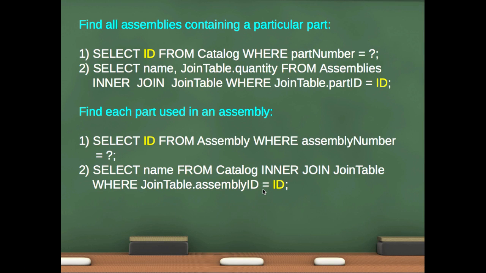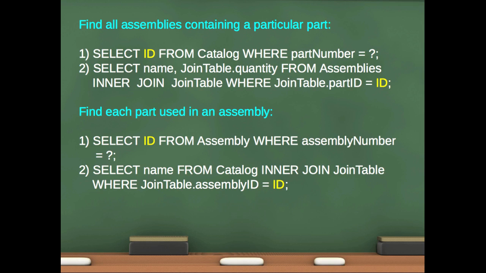Join queries tend to be of 2 parts. Now, we can fold all these things into one big query, but it's better to get the ID of one table and then put it into a join query in another query to get something out of the second table that we want. So the first set of queries here is to find all assemblies which contain a particular part. So in the first query, we're getting the ID from the part table, from the catalog, where the part number equals the particular part number that we're looking for. We need the ID because the ID is going to be the foreign key in the join table that we're looking for.